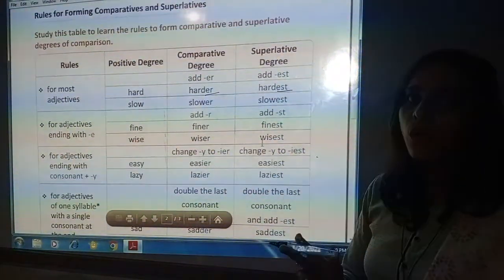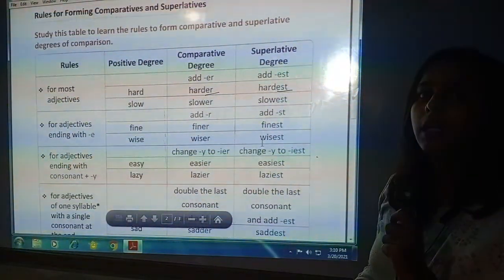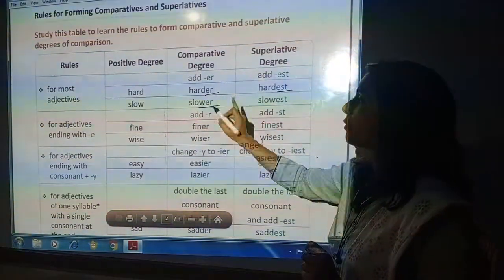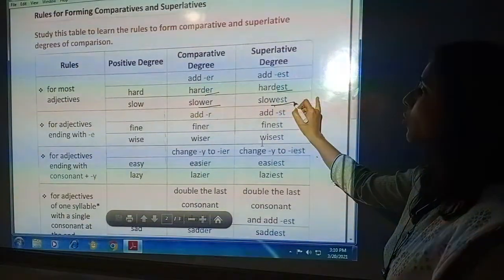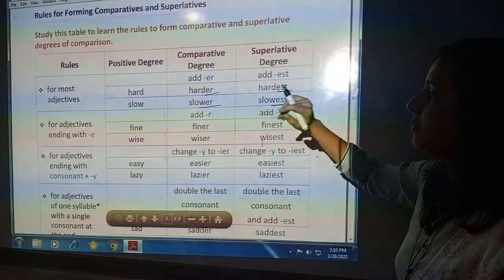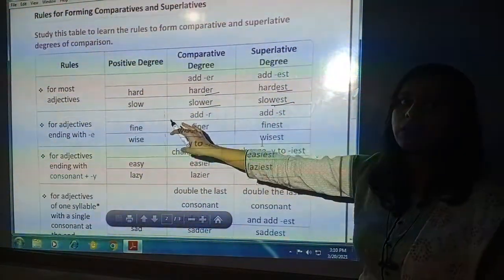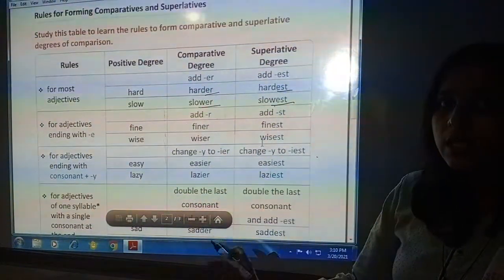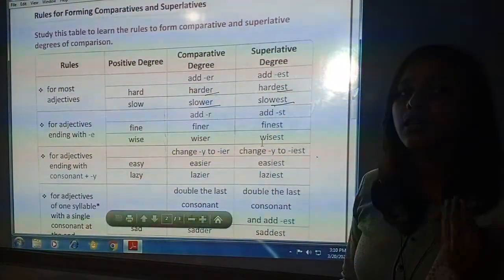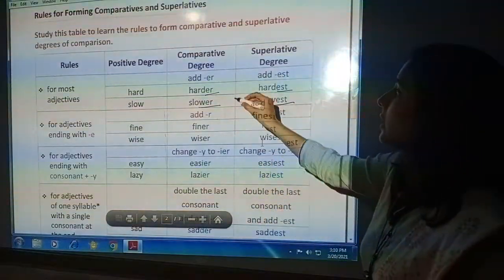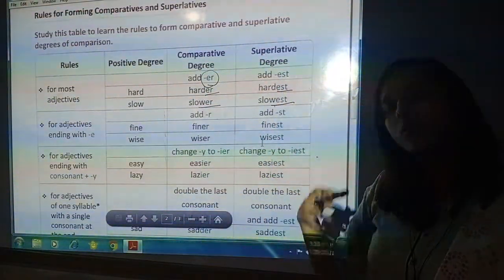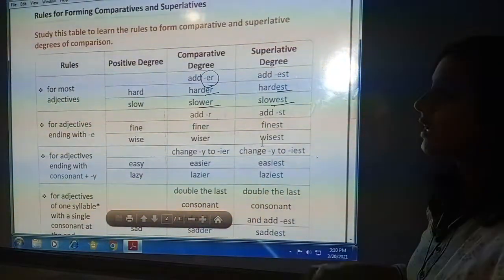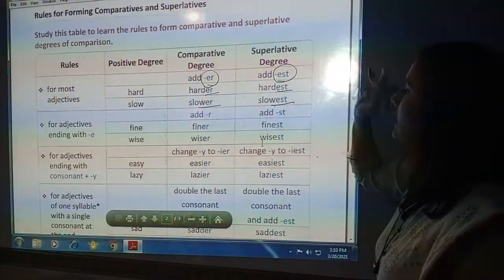Next is slow. In comparative degree, we will add ER: slower. And in superlative degree, we will add EST. It will become slowest. Clear? Positive degree adjective will be as it is. Mostly, to convert the adjective into comparative degree, you have to add ER, and to convert the adjective into superlative degree, you have to add EST.